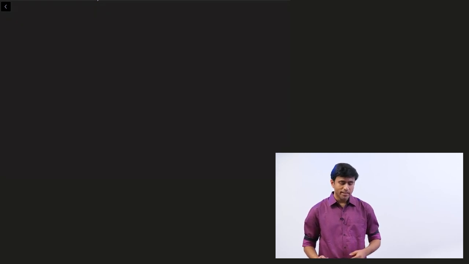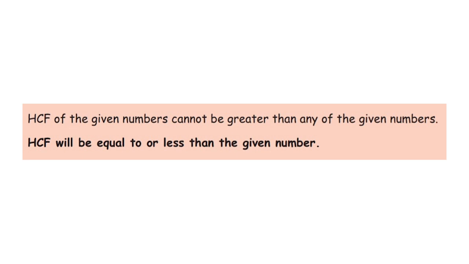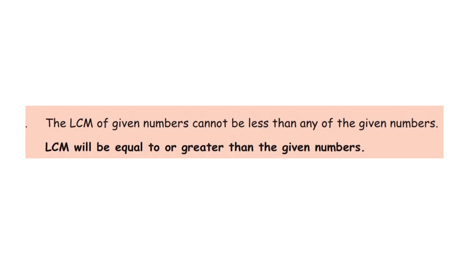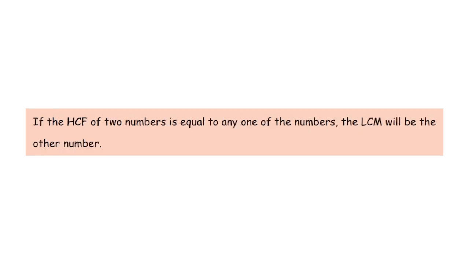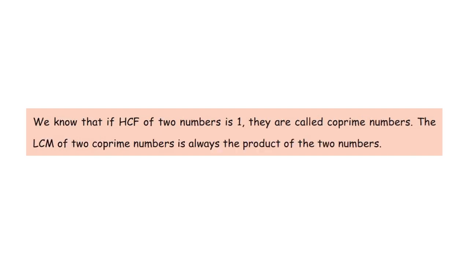So here's a look at the properties of HCF and LCM we've learned so far. The first one is HCF will be equal to or less than the given numbers. Second one is LCM will be equal to or greater than the given numbers. The third one is if HCF of two numbers is equal to any one of the numbers, LCM will be the other number. We looked at the example of 12 and 48. And the last property we saw is that if HCF of two numbers is 1, that is if they are coprime numbers, the LCM of coprime numbers is always the product of those two numbers.